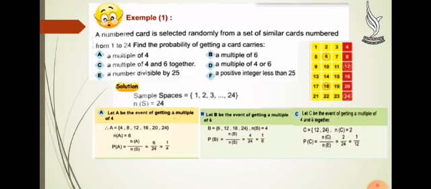Letter D, probability of getting a multiple of 6 or a multiple of 4. So the set D equals 4, 8, 12, 16, 20, 24, 6, 18. So n(D) equals 8. So the probability equals a third.